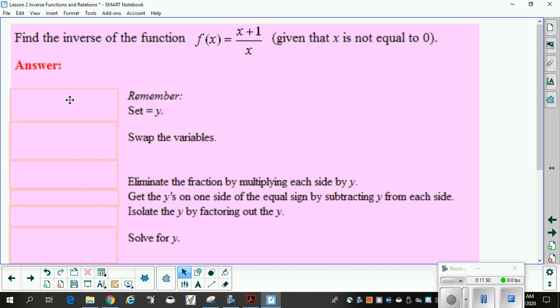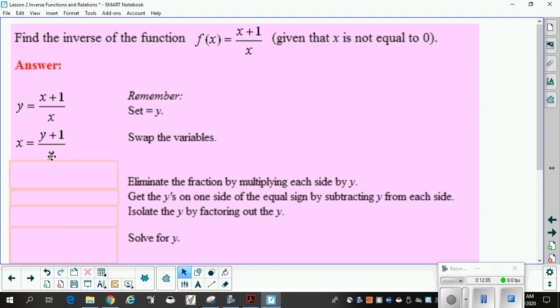Okay, now first, remember we had to set it equal to y, and then we swap the variables. You should be able to do these first two things instantly. If you can do these first two things, you've essentially earned at least 1 out of 4 points if we're grading it on, say, a 4-point rubric. You've shown that, hey, I know I got to swap the x's and the y's. That's 25%. Now, you need to solve for the new y. So now you've got to show that part of it.